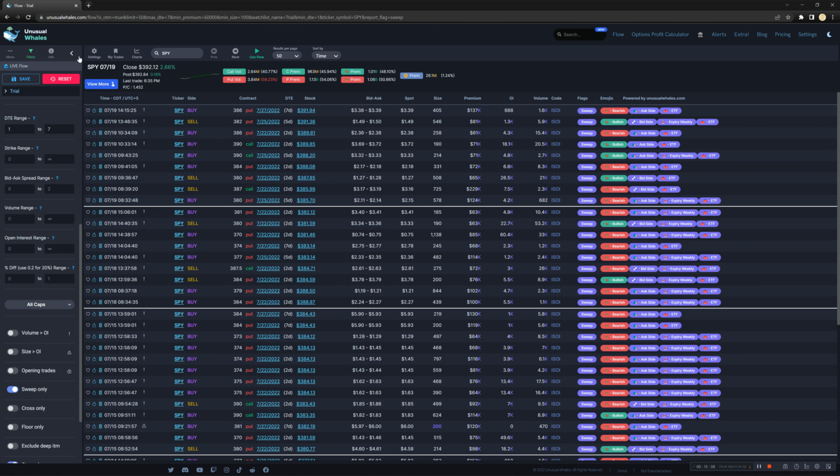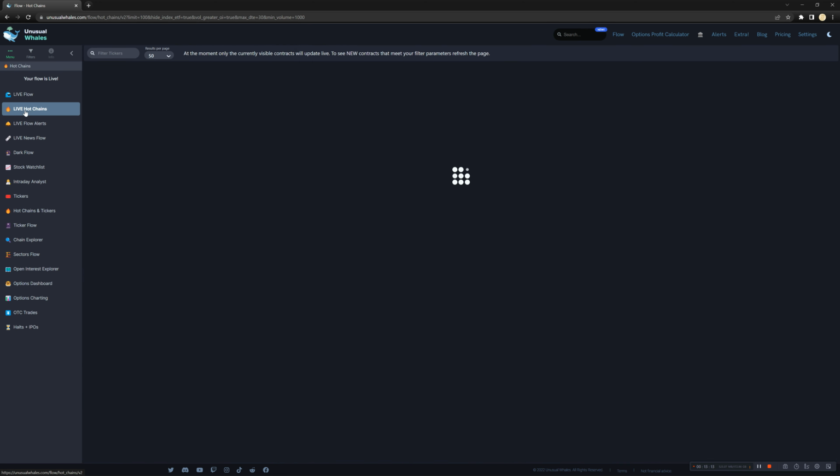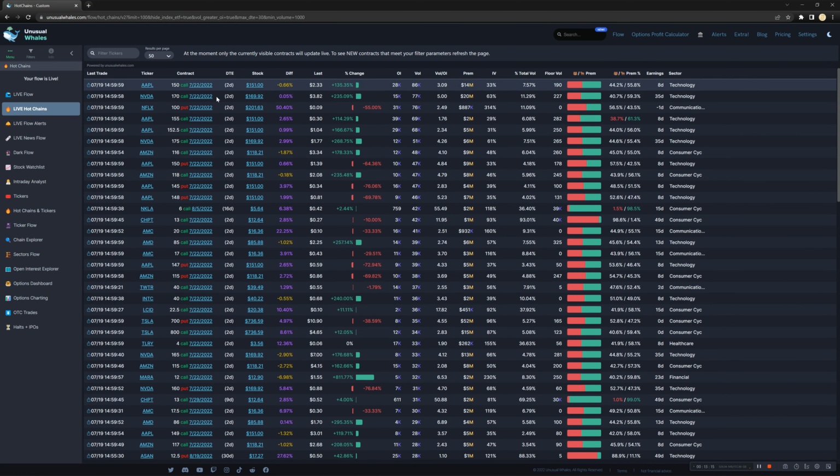But let me go to menu, and I can see hot chains. And I can see what option contracts are moving the most, right? This option contract moved 133%, 28K OI, open interest, 86,000 volume. That means the volume's over the open interest. $14 million of premiums being traded. Very green, a lot of these options being green.